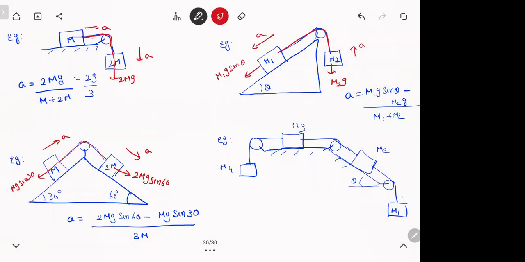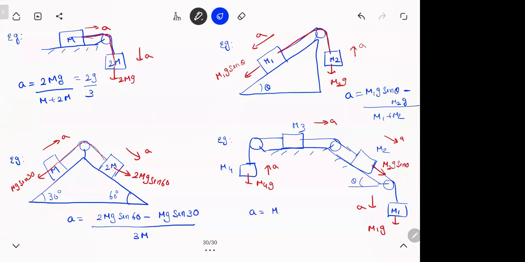Look at this thing. M1g, I'll take acceleration this way. M2g sin theta, so you are taking acceleration this way. Acceleration is there, but M3 is not supporting. This is going up and M4 is down. So I'm assuming it is going on the right hand side. So what is the acceleration here?